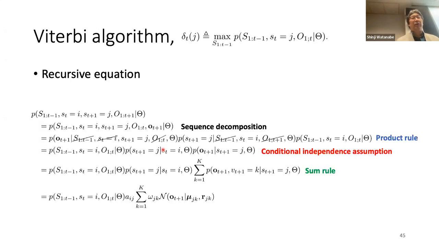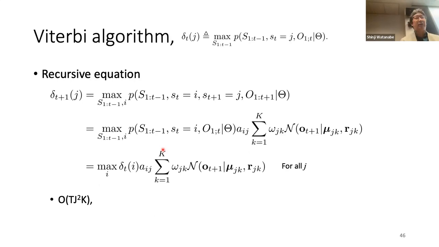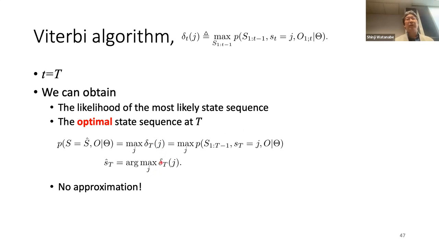There are some approximations in general, but here we don't use any approximation like beam search and so on. We consider all possible state sequences given the assumptions, and the algorithm is derived. So by doing this, we can find the most likely state sequence without any approximation.